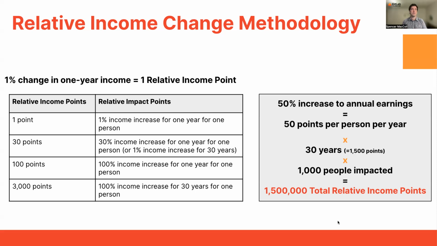Let's say a project increases someone's annual earnings 50%. That's 50 points per person per year. How many years will this income boost occur for? We're going to say it's happening for the entire 30 years of their working life. So that's 1,500 points, 30 years times 50. Now, how many people does this project impact? 1,000 people. So in total, the relative income benefit of this grant would be 1.5 million total relative income points.